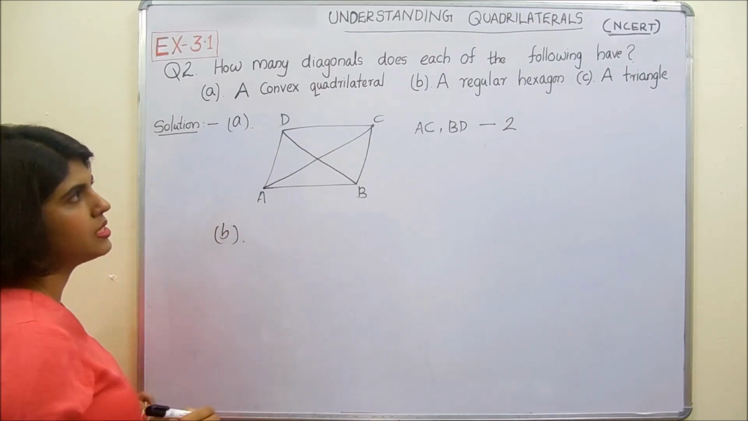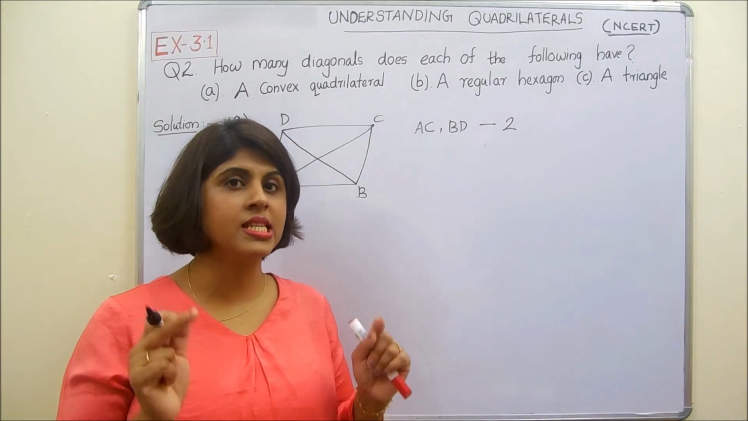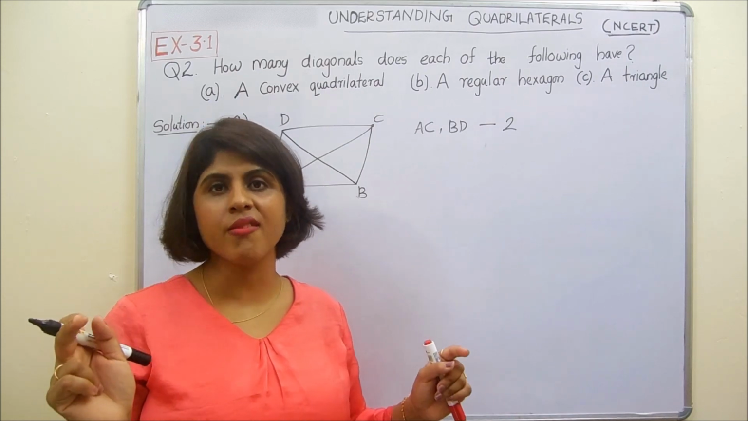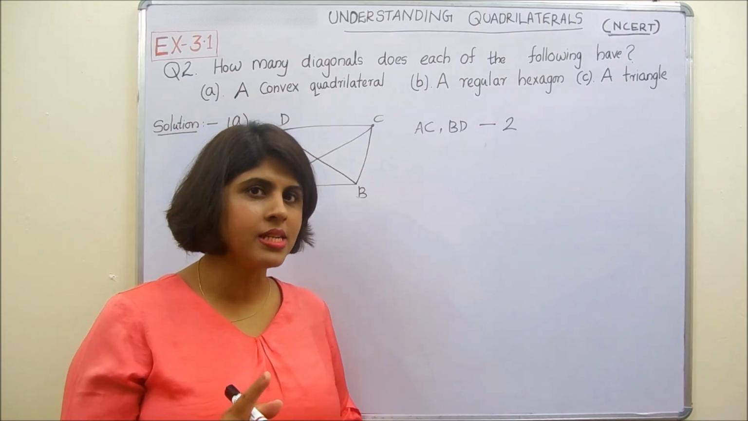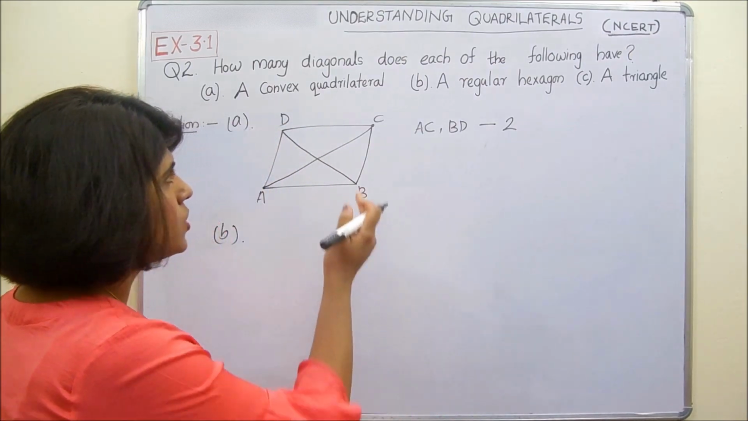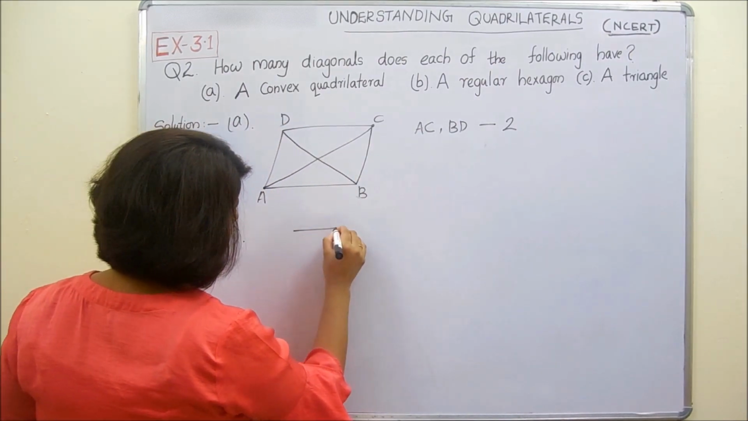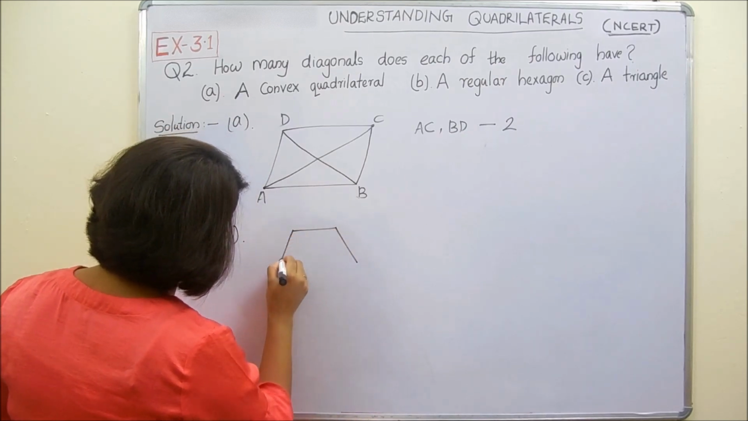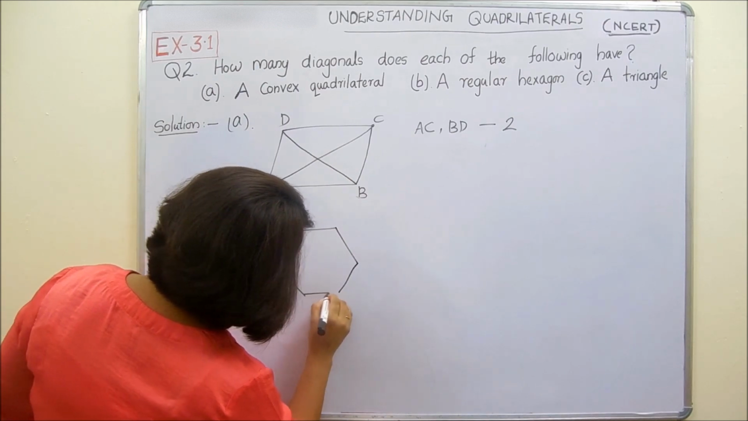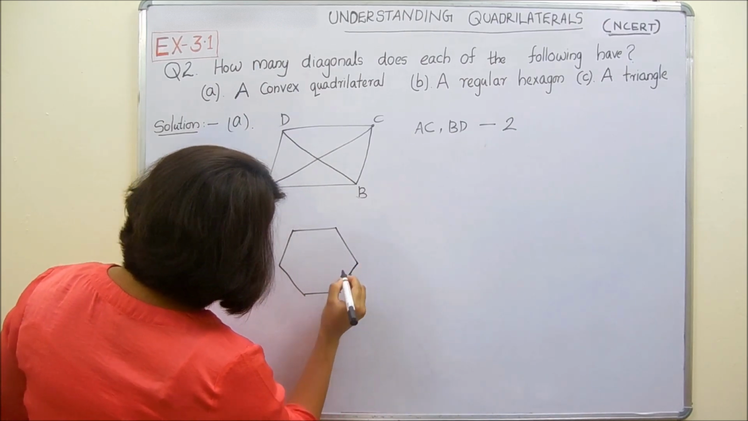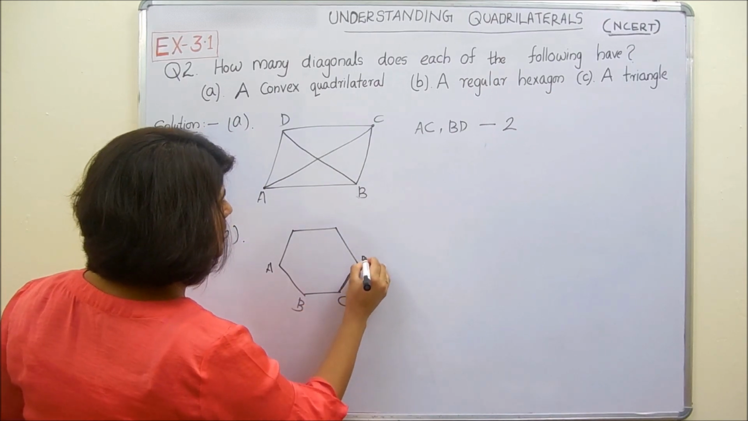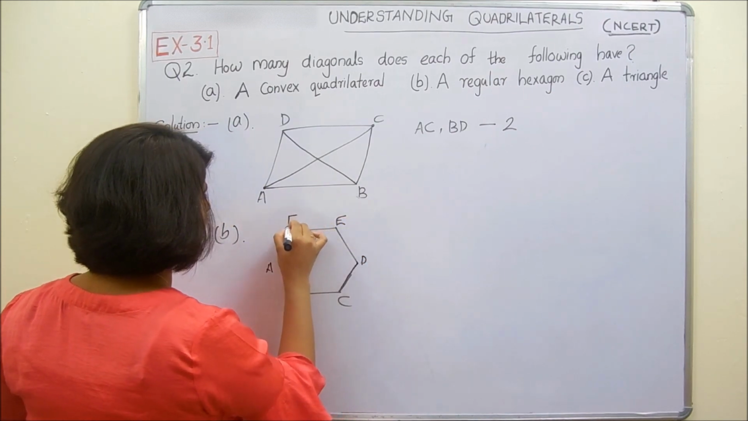Now question number B, regular hexagon. Regular hexagon means what? Hexagon means a polygon having 6 sides, and regular means all of its sides and angles are equal. So we can consider a regular hexagon. Let's name it A, B, C, D, E, F.